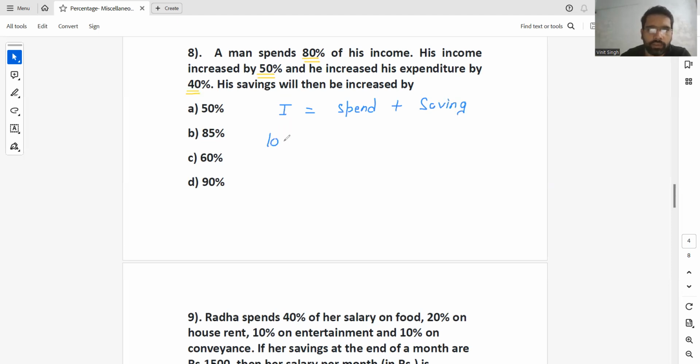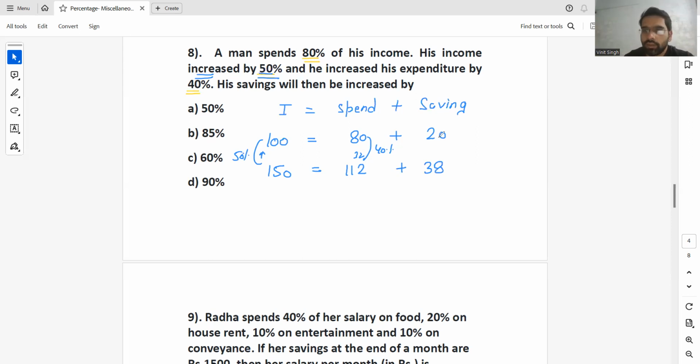Again, we will take the income as 100. He spent 80 and saving is 20. His income increased by 50%. Now it becomes 150. Initial income was 100, and after increasing by 50%, the final income becomes 150. His expenditure increased by 40%. 40% of 80 is equal to 32. So it becomes 112. And 150 minus 112 is equal to 38.